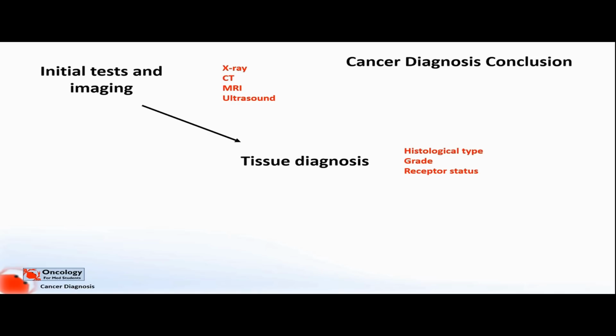So, in summary, in the diagnosis of cancer, patients will first go through initial tests and imaging, which might include X-ray, CT, MRI, ultrasound. We then need to get a tissue diagnosis, so this is from a biopsy, where we take a piece of the tissue and then a histopathologist looks under a microscope to determine the type of tumour it is, the grade and the receptor status. Once the cancer has been confirmed, then we have to go on to staging, which might involve some more imaging to determine exactly the extent of the cancer.